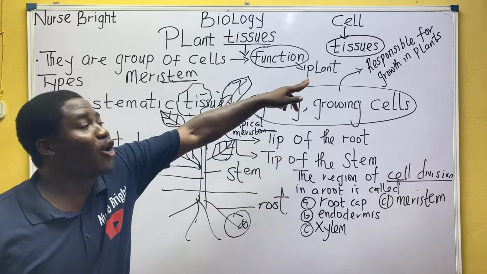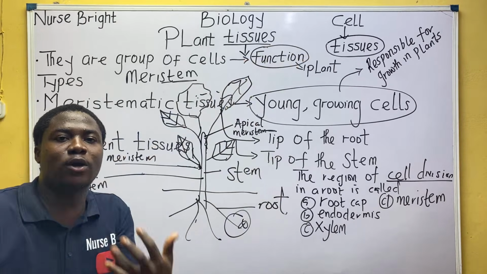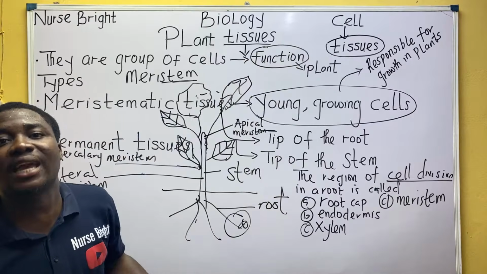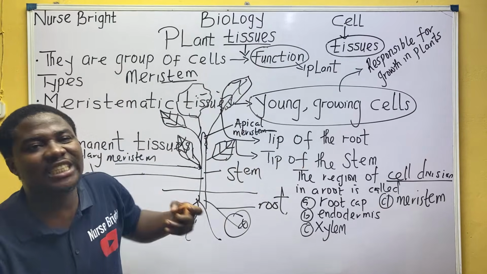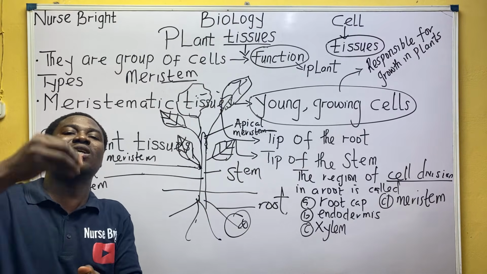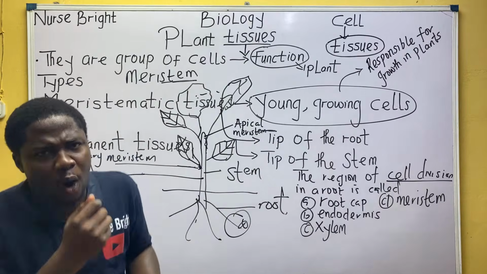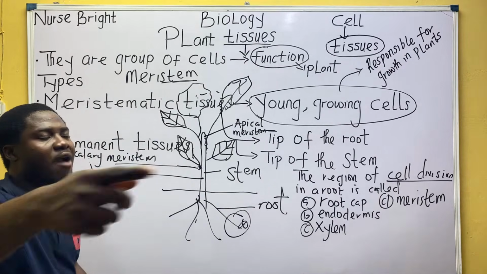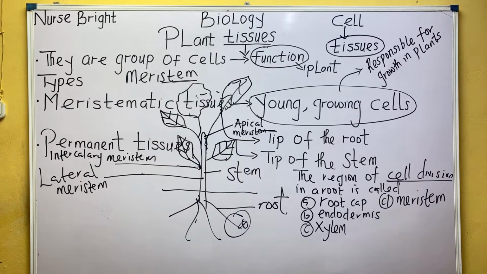Remember, for you to grow, you must divide. For you to be able to grow, division must take place. That is what they are talking about. So the region of cell division in a root is called... where does this cell division occur? Where does this growth occur? That's what they want us to learn. Everybody, what is the answer to this simple question?